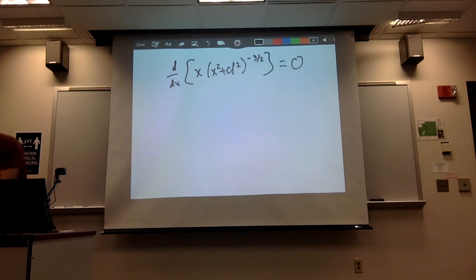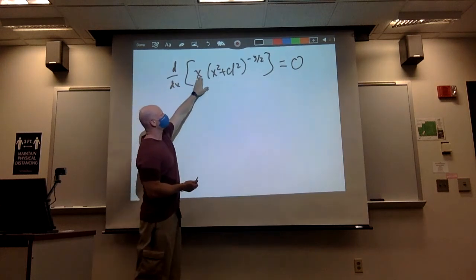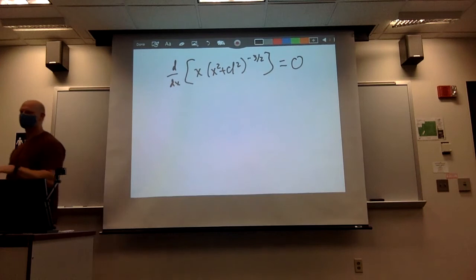And what I want to do is set that equal to 0. Here, since I've written it this way, I can actually do it as a product rule, right? So I'm going to take the derivative of the first one times the second, plus the first times the derivative of the second. This is a product rule.